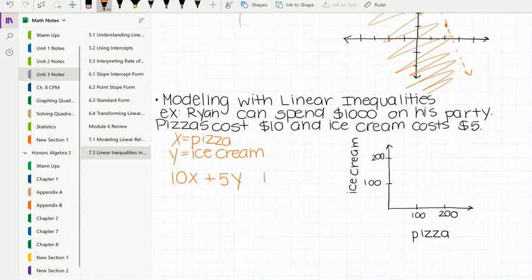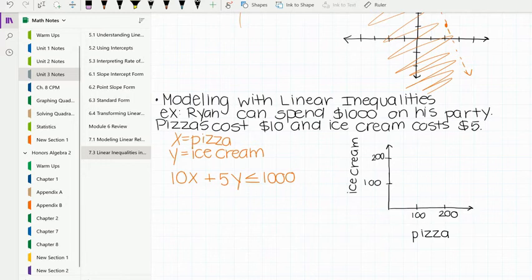So I know something will be either equal to, less than, so we have to figure that out. So basically this is saying the amount that he spends, which is on the left, has to be less than or equal to $1,000. The reason it's less than or equal to, he can spend $1,000, but he could also spend less. He cannot spend more. It doesn't say anything about him spending exactly $1,000.